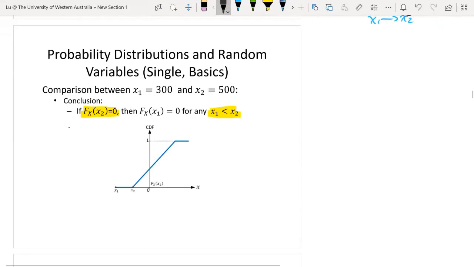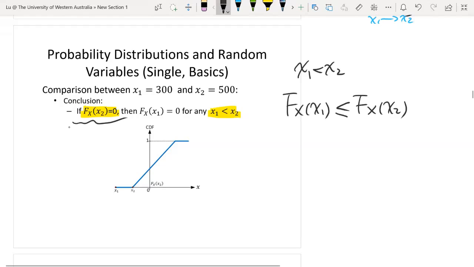This should be a very straightforward result, but anyway, we just go through that. First of all, we know that x1 is smaller than x2. Based on our analysis in the previous slide, we know that Fx(x1) must be smaller or equal to Fx(x2). And based on this new condition, we have already known for the x2 input parameter, the CDF function value is equal to 0. That means the CDF function value for the x1 input must be smaller or equal to 0.